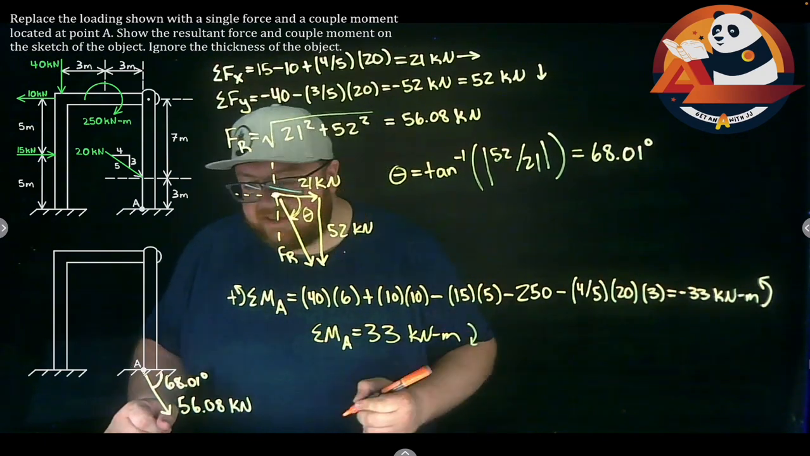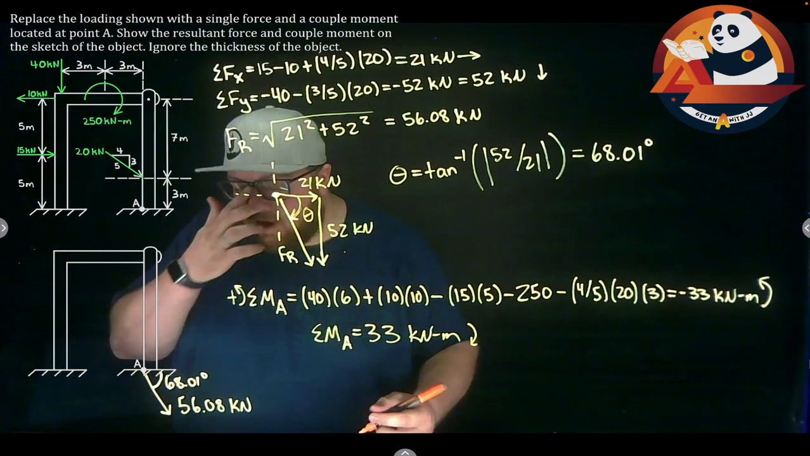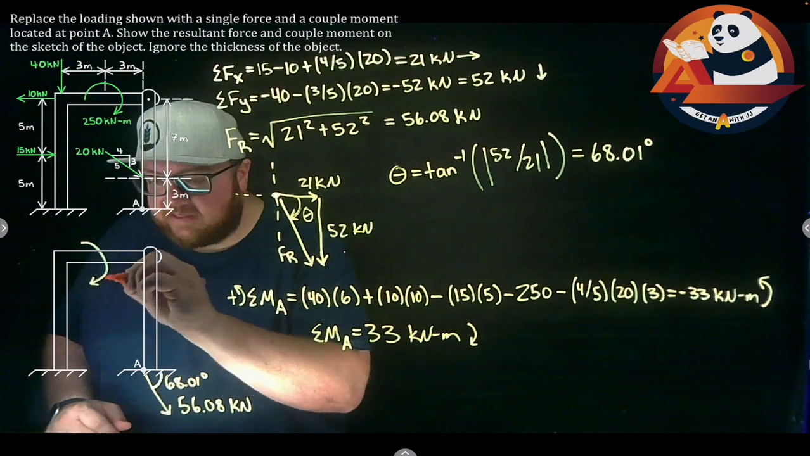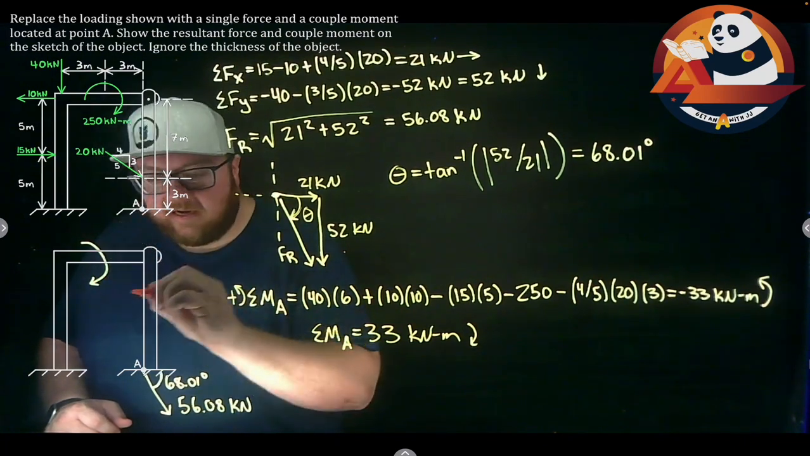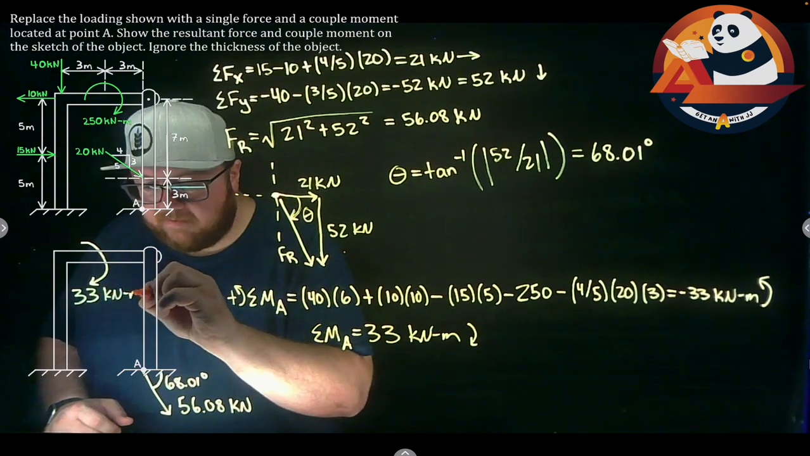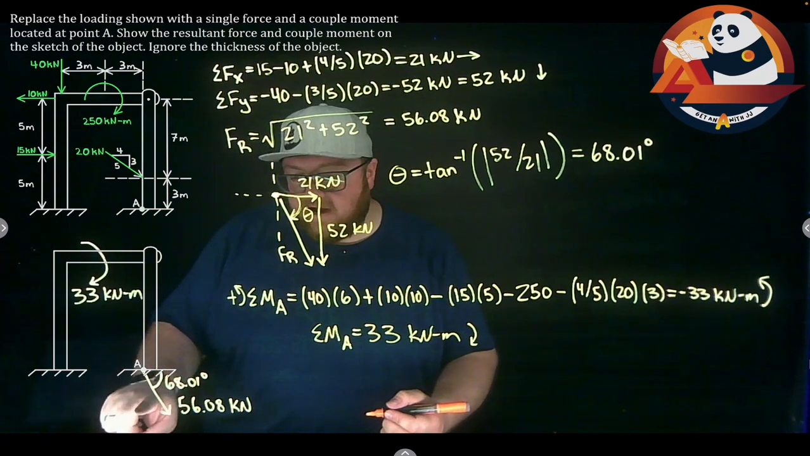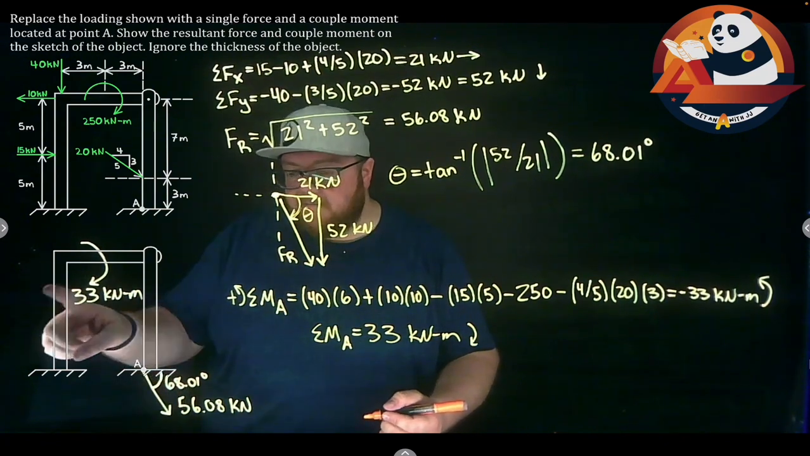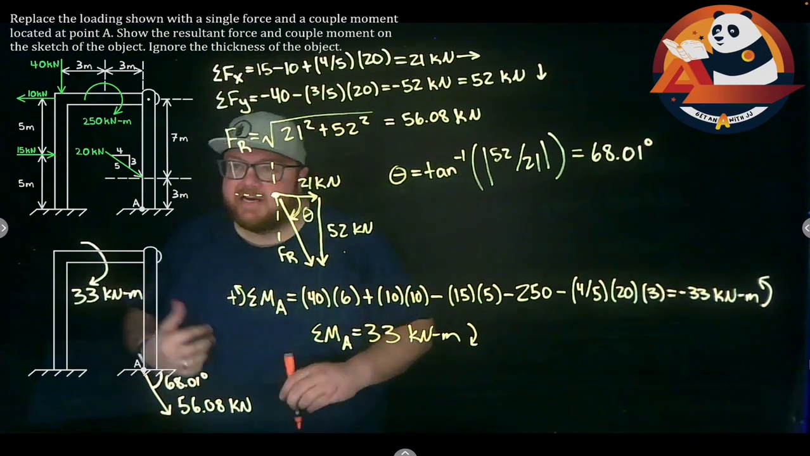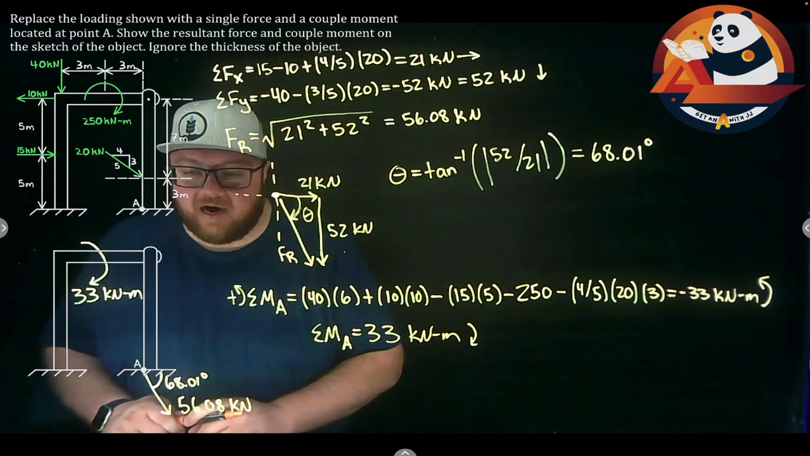It's going clockwise. And I just need to stick that into my sketch. I can put it anywhere I want on here because it's a couple moment. So I'll just come in up above and say this is 33 kilonewton meters. And that'd be my final answer in here. I have now my force and my moment. Between these, I have the same tendency to translate and to rotate the entire object. We have set up and knocked out an equivalent loading in this.